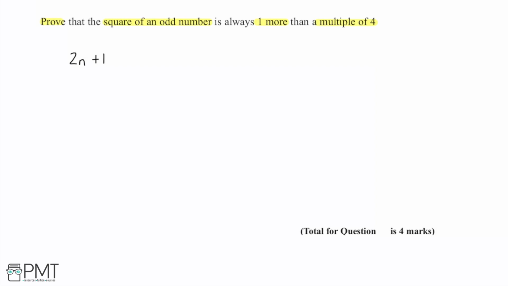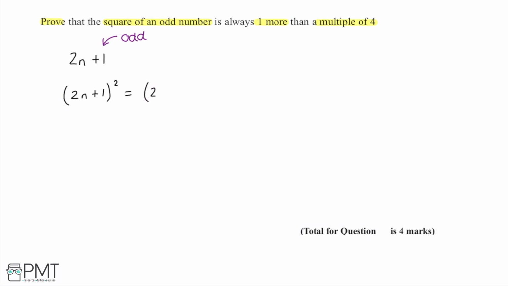So I'm asked to prove that the square of an odd number, which we have here as 2n plus 1, so this is an odd number, we're asked to prove that the square of an odd number is always one more than a multiple of 4. So if I'm working with the square of this odd number, I'm going to start by squaring it. So if I take this and square 2n plus 1, I'm going to get the square of an odd number.